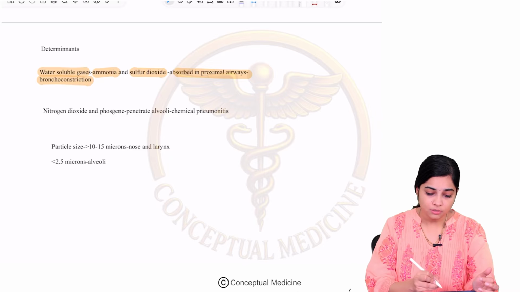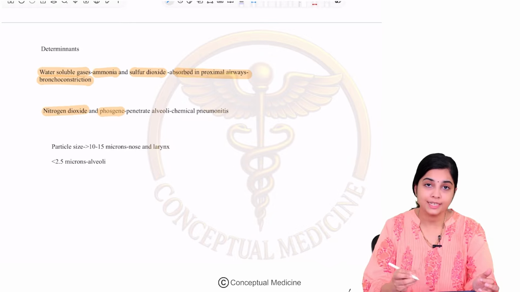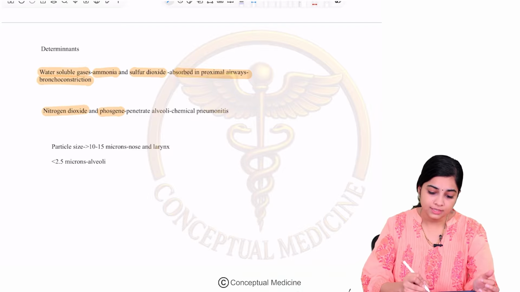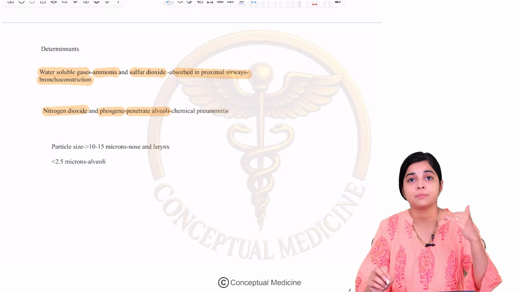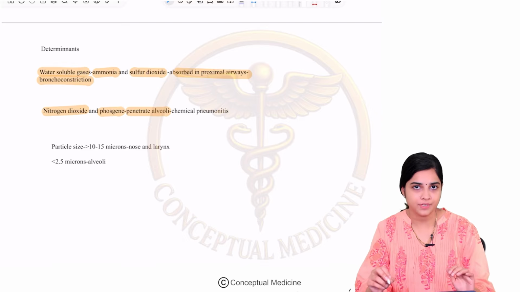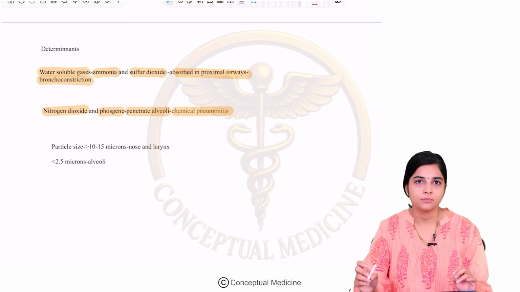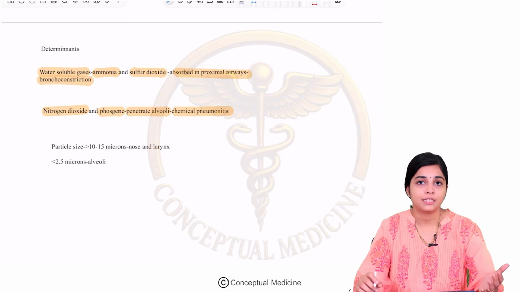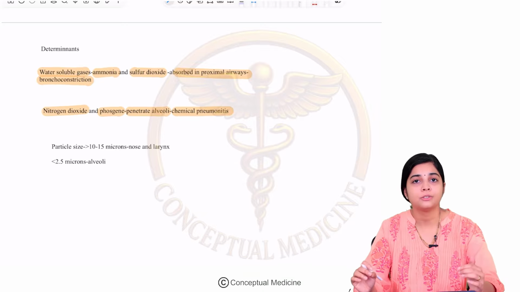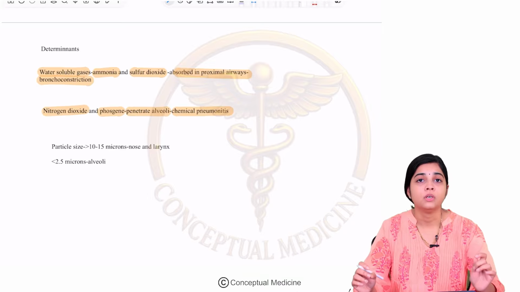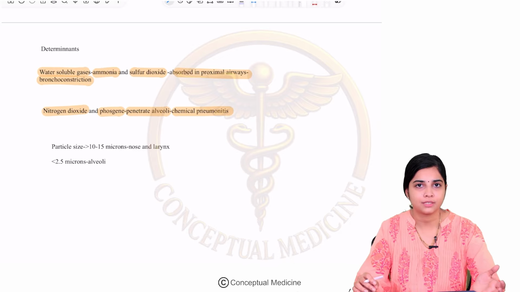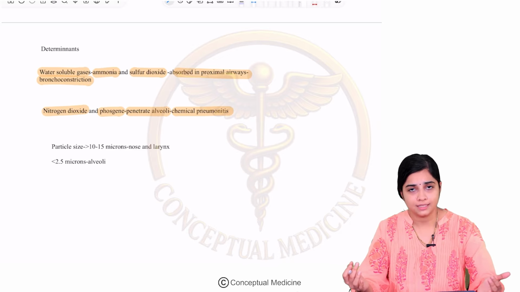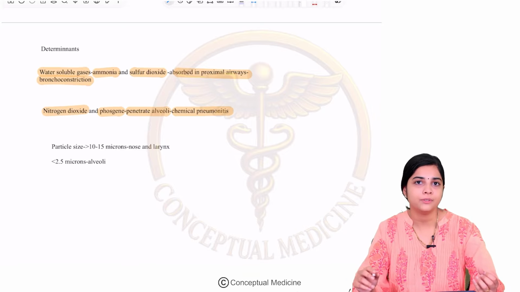Non-water soluble gases like nitrogen dioxide and phosgene gas, right? These penetrate the alveoli, therefore they basically involve the lower respiratory tract and can cause chemical pneumonitis. How does chemical pneumonitis present? Acutely it presents with an ARDS-like picture, with an episode of fever followed by ARDS. So, water-soluble gas inhalation can result in proximal airway injury and bronchoconstriction. Non-water-soluble gas inhalation can result in chemical alveolitis.